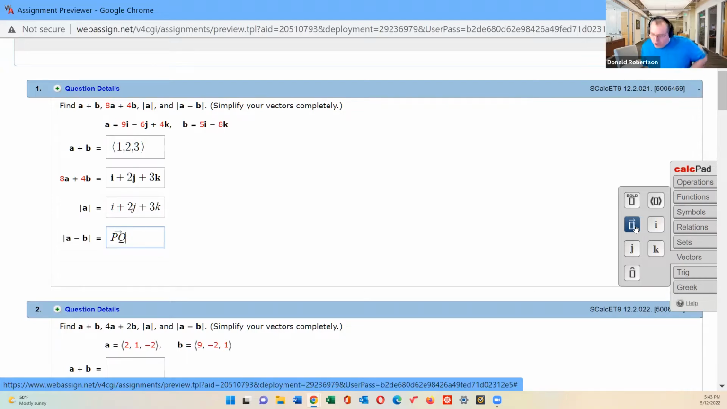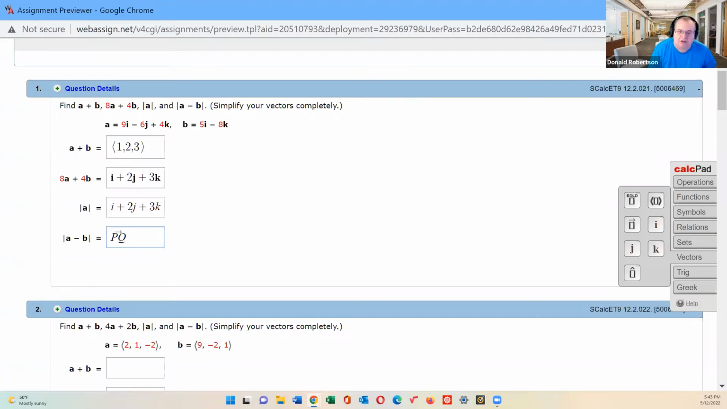Are we okay about how you get your answer into WebAssign, right? IJK notation or component form, right? Component form, when I use that term, I mean the bracket guys. IJK notation, I think that's pretty clear what I'm talking about. So far, so good? Right, so let's return to notes.